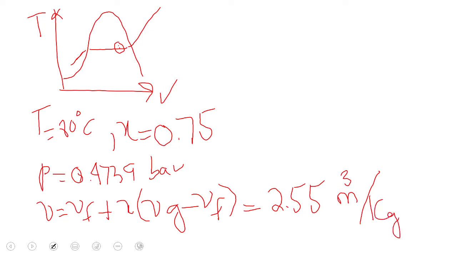So in this class we learned a very important topic of how to find the state of a system and how to find the unknown properties.